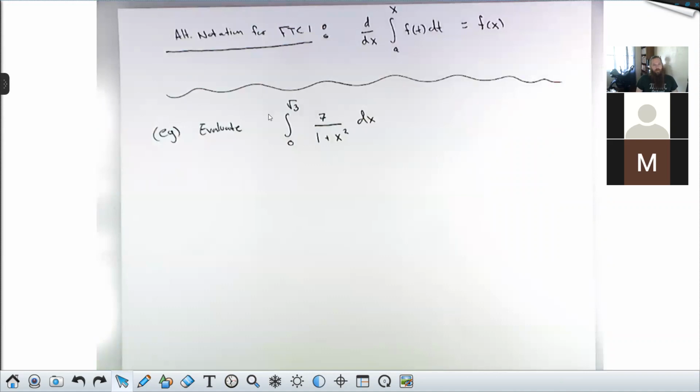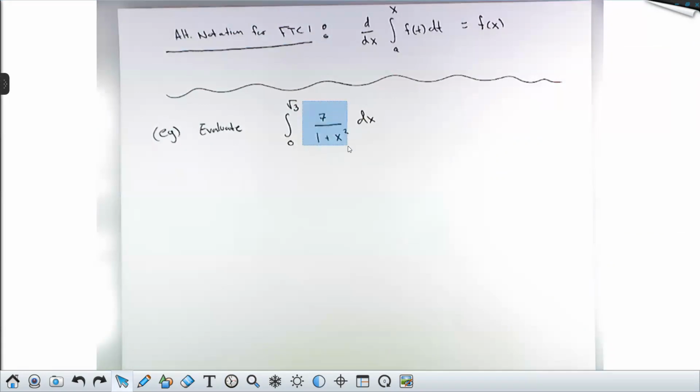So I would like to evaluate the integral from 0 to the square root of 3 of 7 over 1 plus x squared. That's how we read this. Where do I even get started with something like this? Kind of, what's my strategy? What should I be trying to do? The antiderivative. Good. I want to find an antiderivative for this thing, and then plug in these bounds to that antiderivative. That's what FTC2 says.